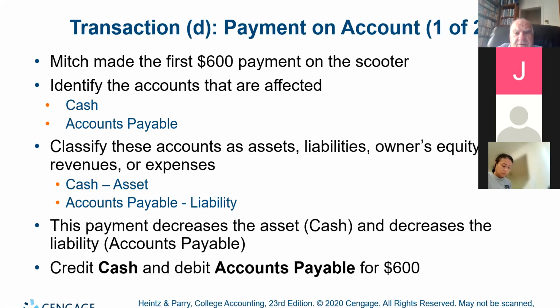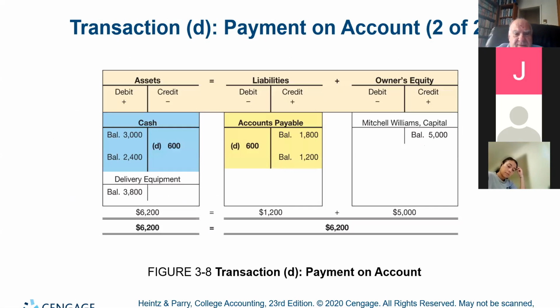Well, he's paying down some of that debt now. So what accounts are affected? Well, he's going to pay with cash for sure, and accounts payable. So cash is going to be an asset, accounts payable a liability. So the asset is going down. Cash is going to have to be credited, and accounts payable will be debited.